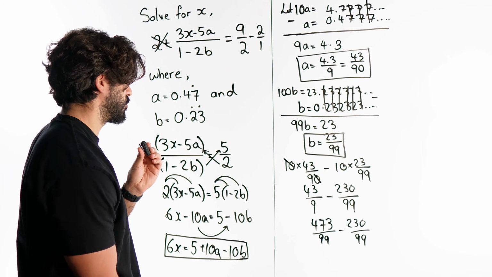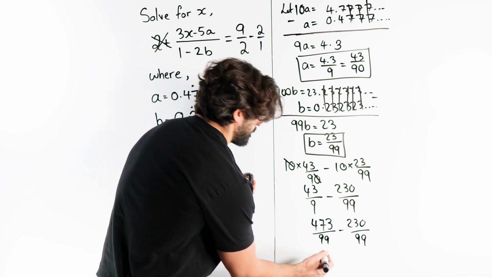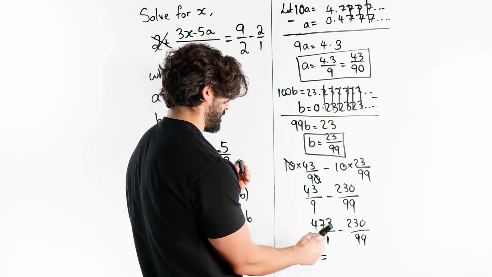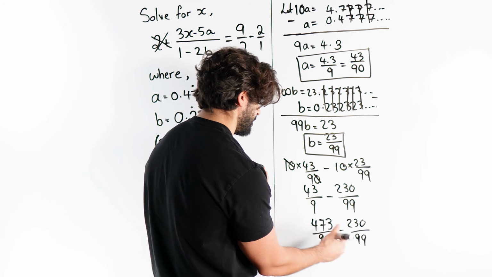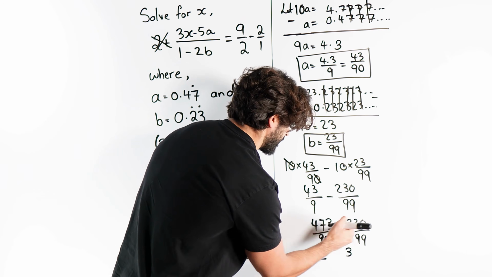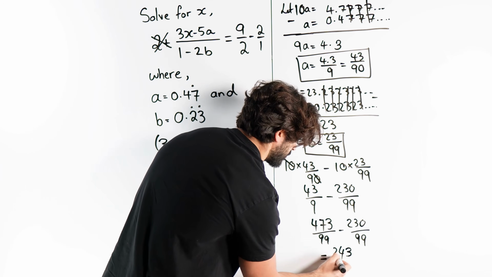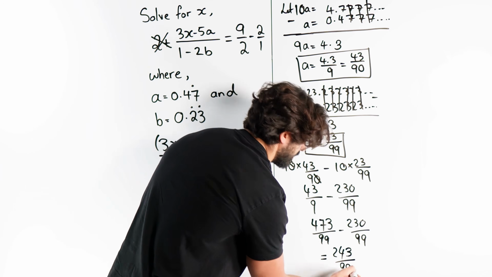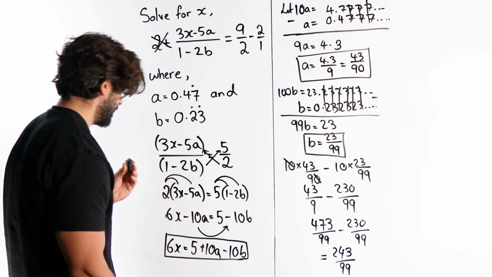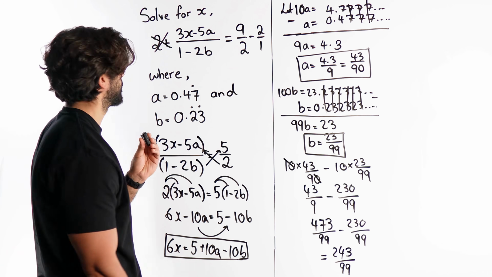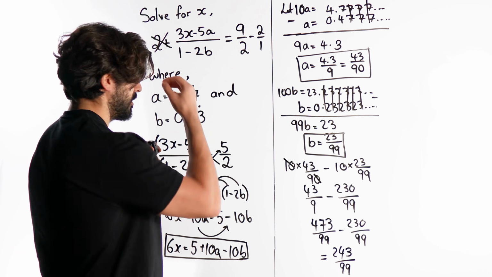Okay, what do we get when we subtract them? It becomes 3 take away 0, 3. 7 take away 3, 4. 4 take away 2, 2 over 99. Now we need to do 5 plus that. So we need to do 5 plus all of that.